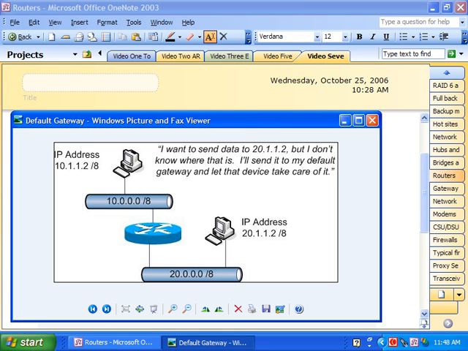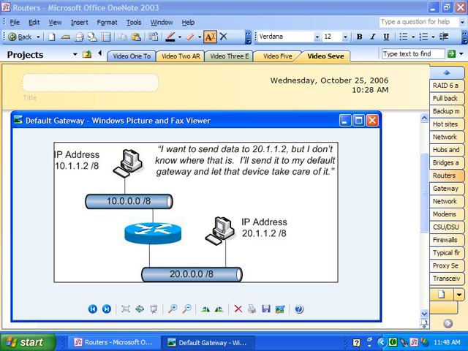In this diagram, there's a PC on the 10.0.0.0/8 network, another PC on another network, 20.0.0.0/8, and you can see their individual IP addresses there next to the host devices. And in this example that we're going to walk through, the PC in this situation, the top one, wants to send data to 20.1.1.2, but has no idea where that host is because it's not connected to the 20.0.0.0 network, so it can't know where it is. The host itself is not going to be running a routing protocol.